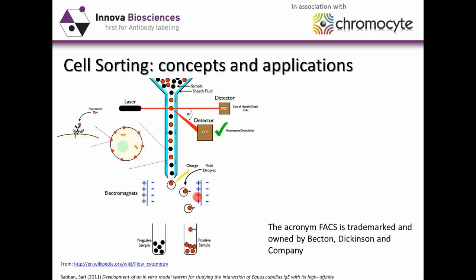It's also possible to separate cells into 96 well plates for cell cloning experiments or for subsequent functional analysis. There's just one thing I would like to say before I pass over to Andy: the acronym FACS is a trademark owned by Becton Dickinson and Company, and FACS essentially stands for fluorescence activated cell sorting. So in the literature, if you're writing papers or presenting when you're not doing cell sorting, then it's more appropriate to use flow cytometry as a terminology rather than FACS.